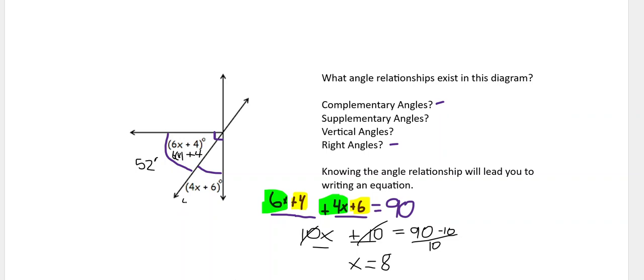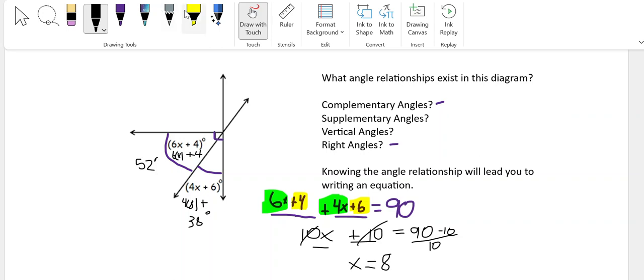Four times 8 plus 6, 32 plus 6, 38 degrees. Do those two measurements add up to 90? Yes. And then we can continue finding the other angles in the diagram.